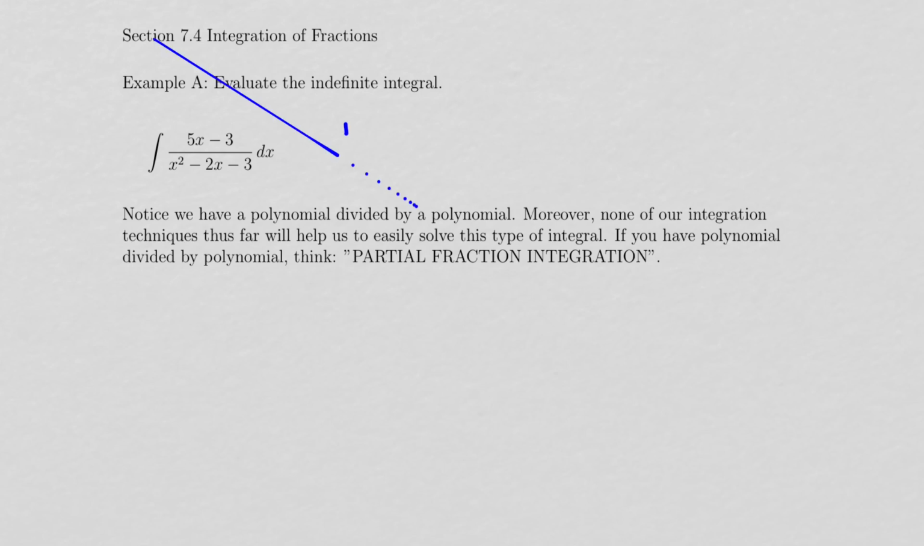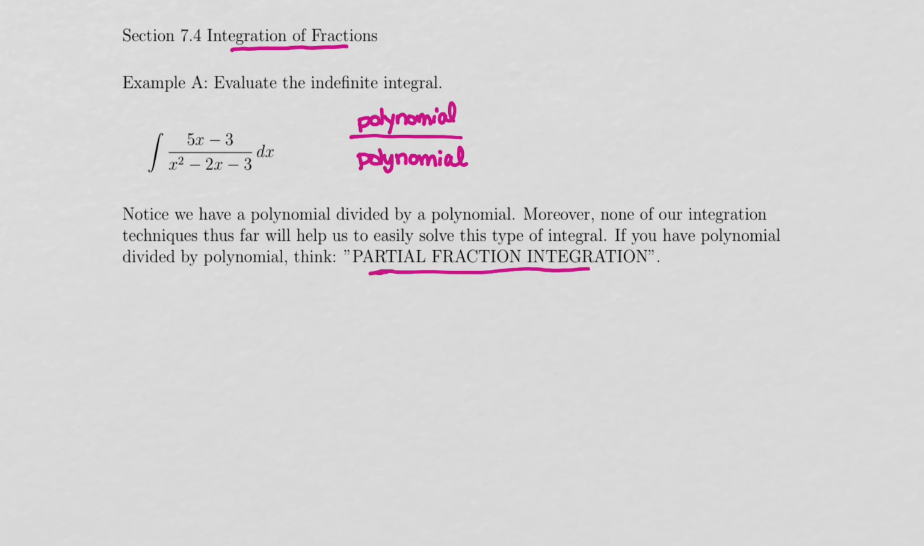But what we do want to do is make an observation, and I want to write it down: if we look at it, we have a polynomial on top, and we have a polynomial on the bottom, and we can't use any other integration technique so far. And so when you see polynomial divided by polynomial, that's when I want you to start thinking about this new technique called partial fraction integration. So that's the key to think, okay, maybe I need to use partial fraction integration.